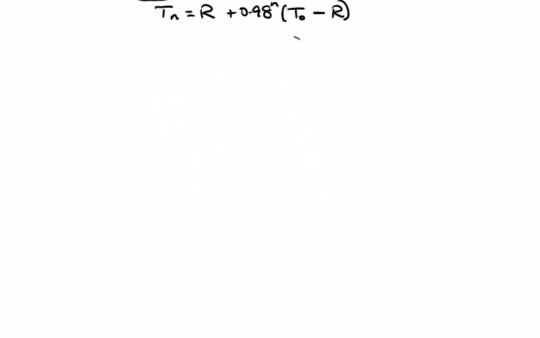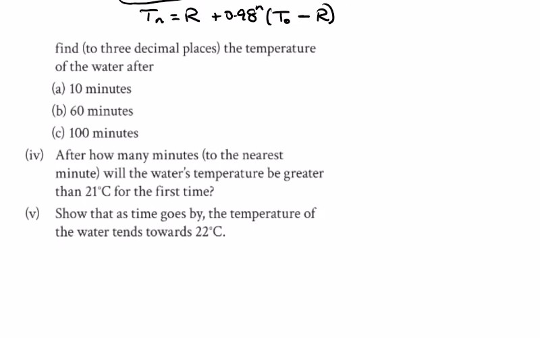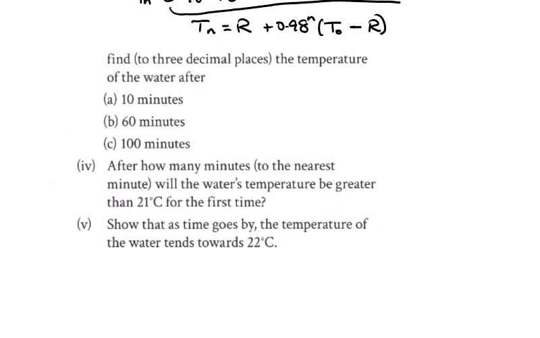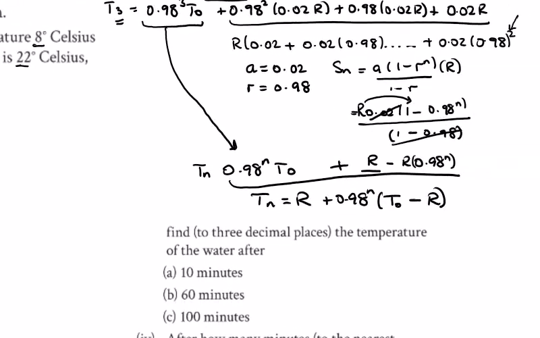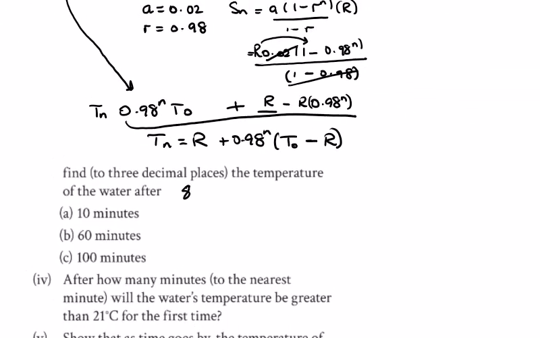Let's see what's next. We're asked to find some other information too. So the temperature of the water is 8, room temperature 22: 8 for T and 22 for R. So just filling this in, T10 is going to be 22 plus 0.98 to the power of 10 times 8 minus 22, which is minus 14.